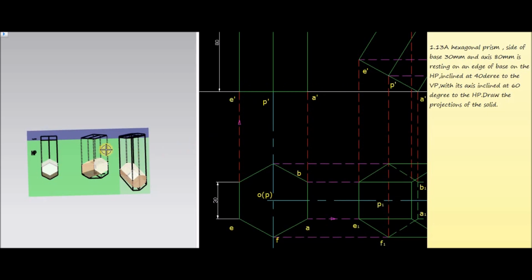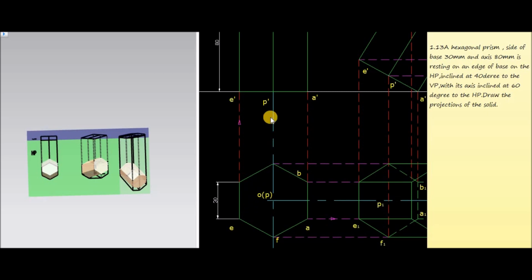So initially we have to draw the XY line which is the intersection of vertical plane and horizontal plane. Then it is given that the edges are 30 mm apart. That means mark all the corners by taking 30 mm, complete this hexagon. Mark the bottom corners as A, B, C, D, E, F and the center of the bottom face is P and the top face is O.